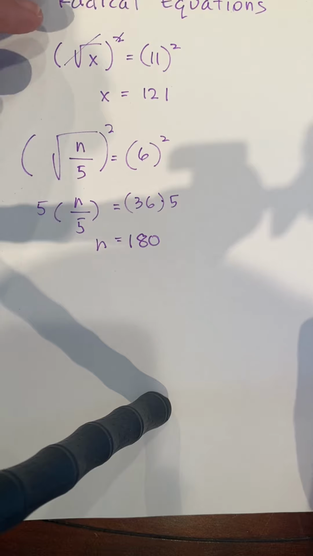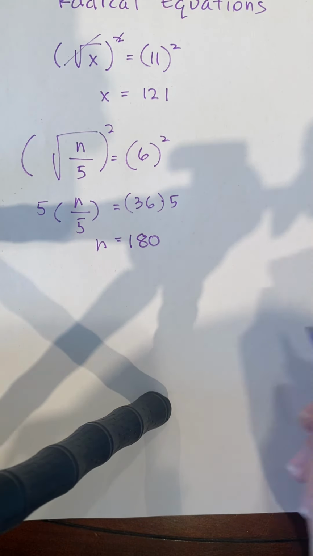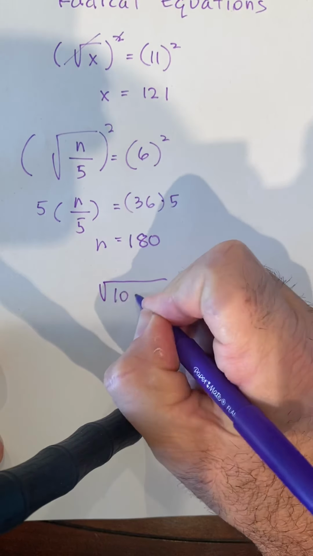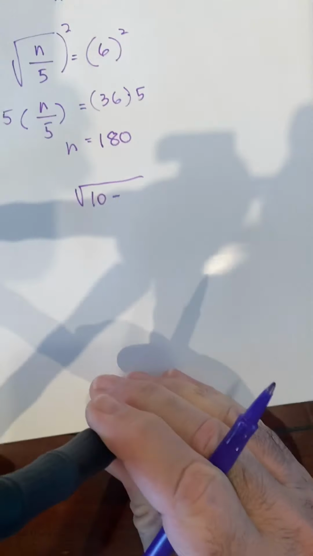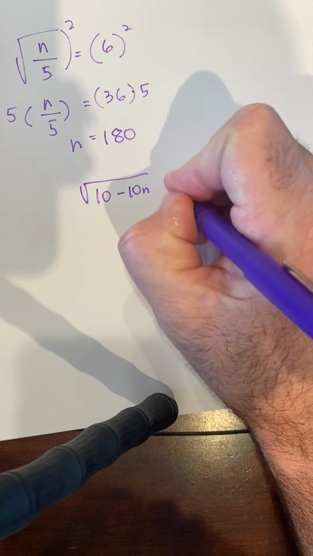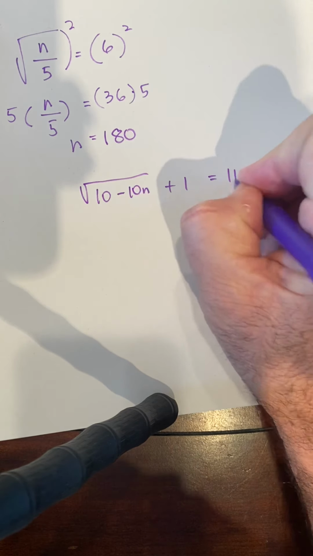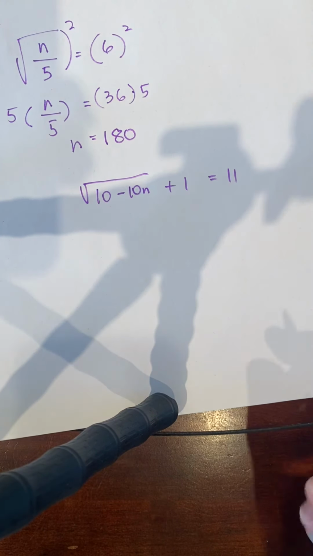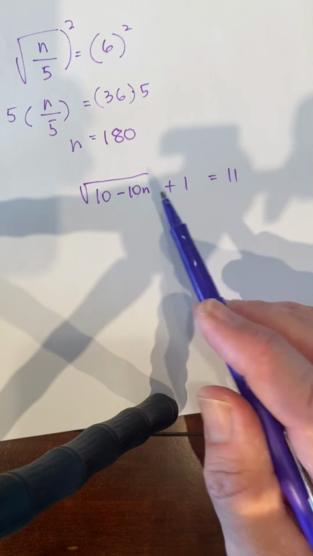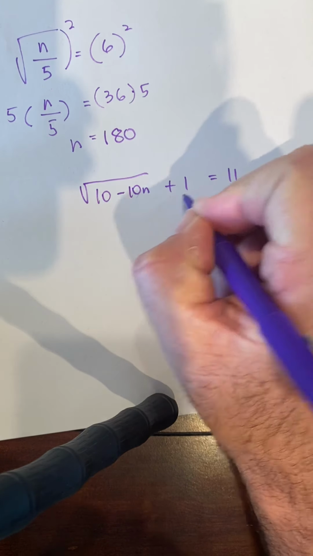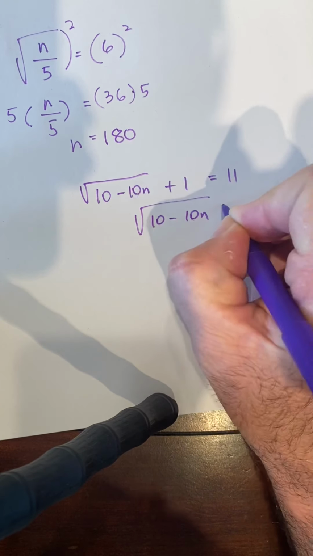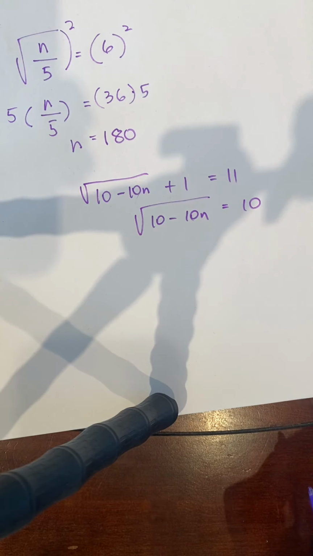How about if we have something like this? Let's say I have the square root of 10 minus 10n, plus 1, equals 11. So here, I don't want to square both sides yet. I want to isolate the radical expression. So first I'll subtract 1 from both sides, and I'll be left with that, a lot of 10s.